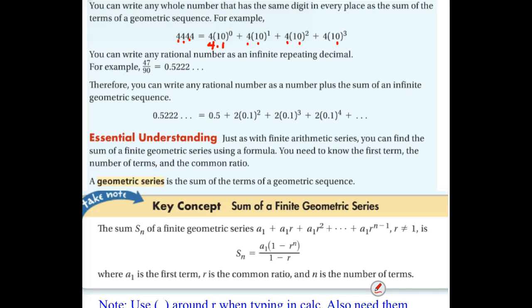And so what we're doing is we're taking a 4, and each time we move over one space in our number, we need to multiply in an extra 10. So it's creating a geometric sequence. Our first term is 4. We're multiplying by 10, n minus 1 times. So any number that has repeated digits like that could be created with a geometric sequence.